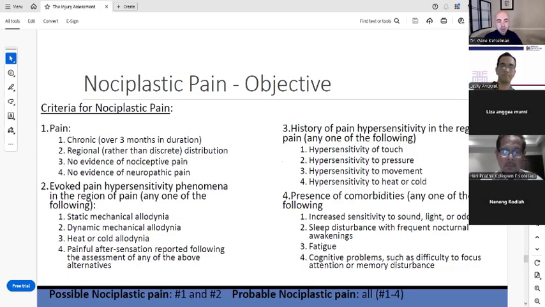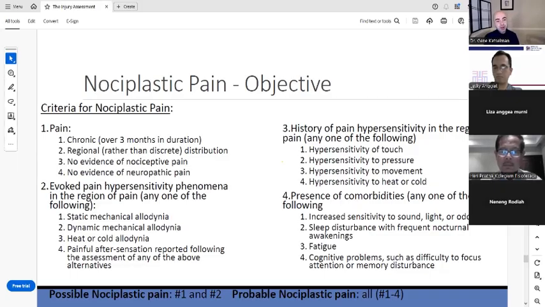So number one, when it comes to pain, is going to be chronic in nature. Usually the pain is going to be going on for longer than 3 months. If they have pain that's only been going on for 1 month, it is unlikely that they have nociplastic pain. The pain will be regional rather than discrete. So instead of just, let's say, the front of the shoulder, it might be the whole trap area, shoulder, and upper arm. So a larger region. There's no evidence of nociceptive or neuropathic pain. So you've been able to rule out nociceptive and neuropathic pain. And the big keys with nociceptive and neuropathic pain, remember, are very clear, predictable patterns with your testing.